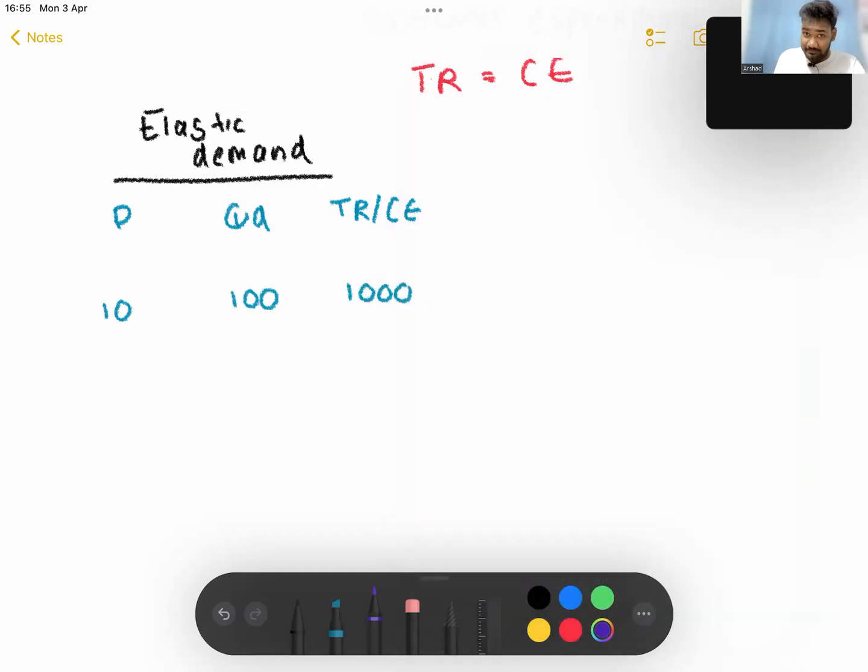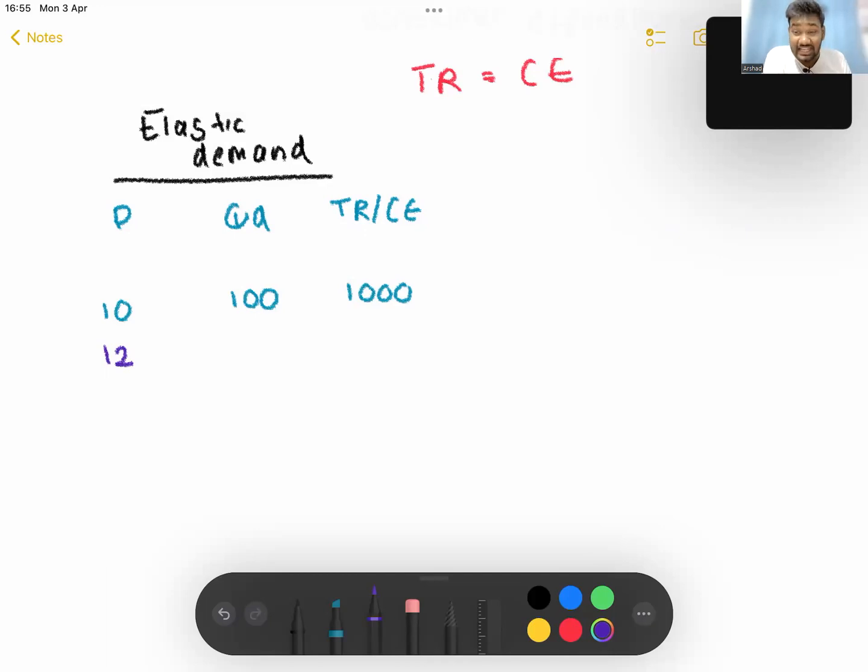Can you tell me, let's say the price increased. It increased from 10 to 12. What will happen to QD? Will it increase or decrease? Just tell me that. Price went from 10 to 12. What's going to happen to quantity demanded? Quantity demanded is going to go down. Negative relationship, law of demand.